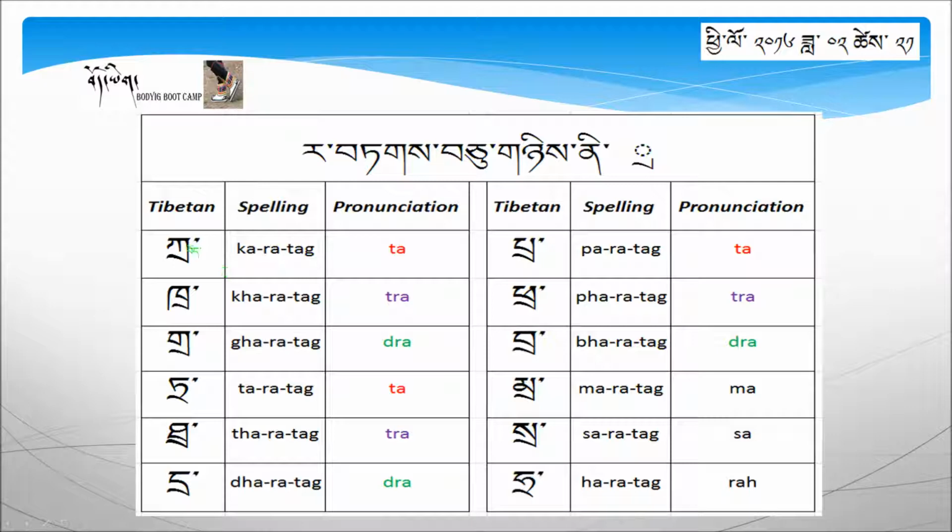So something to keep in mind. This is ka rata, ka rata. That's how you would spell it out, right? So this is how it's written, and this is how you spell it. When you read it, you spell it out, and this is how it should be pronounced. So it's karata ta, karata ta. This is ta, this is ta, and this is ta, tarata ta, and then parata ta.